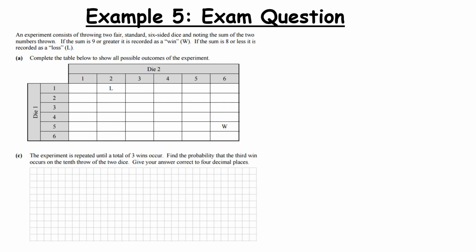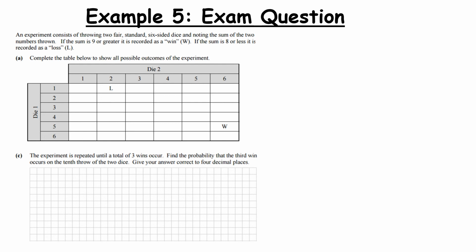So our final example is another exam question. We're talking about an experiment that consists of throwing 2 fair standard 6-sided dice and noting the sum of the 2 numbers. If the sum is 9 or greater, it's recorded as a win. 8 or less, it's a loss. So I suppose we don't need to actually do the adding, but if we think about where we're going to get a 9 or greater, I'm going to start around the middle.